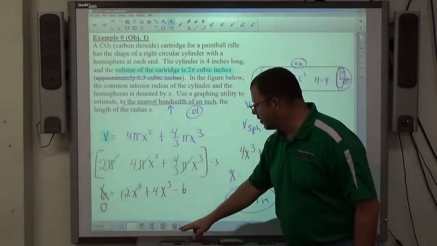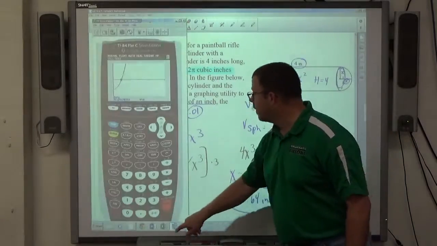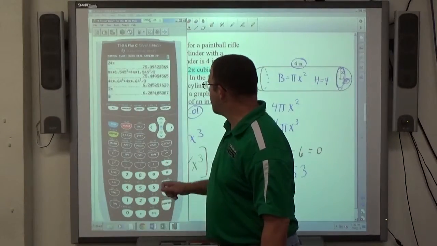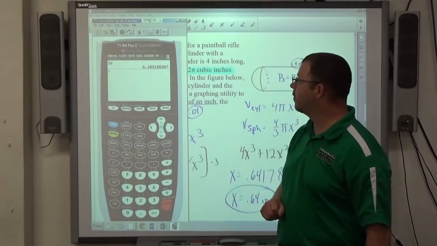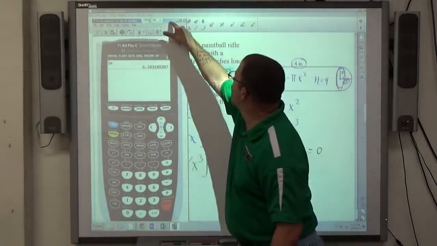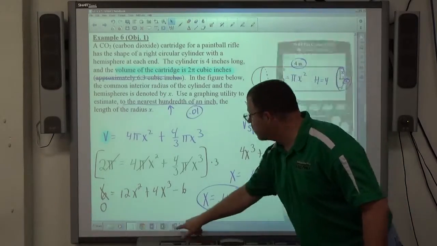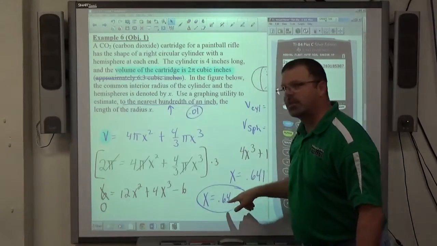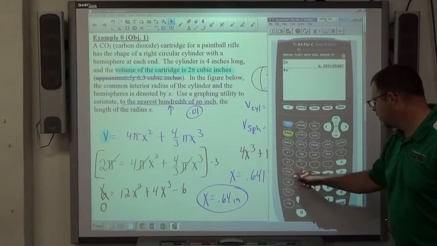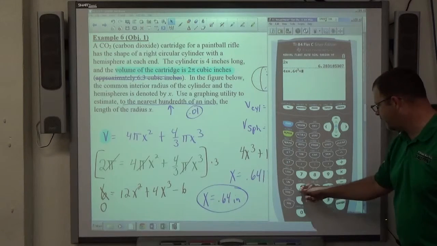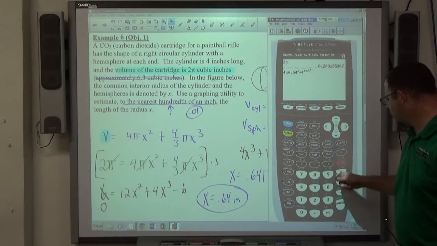This problem can be checked very easily. What's the volume supposed to be? 2 pi, right? So if I were to type in my calculator 2 pi equals 6.283185307. If I also change these x's into a 0.64, 4 pi times 0.64 squared plus 4 pi times 0.64 cubed divided by 3.